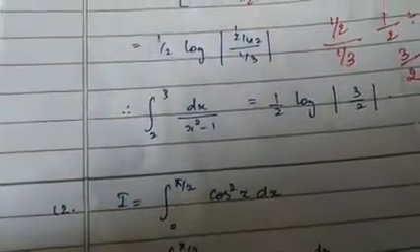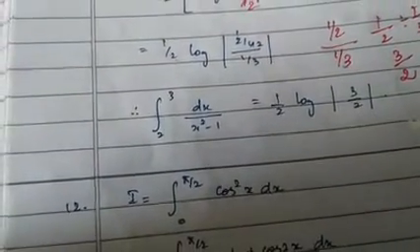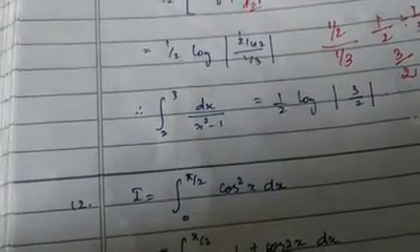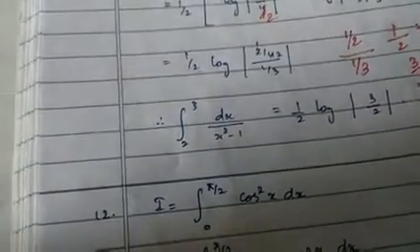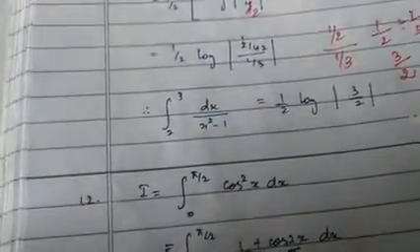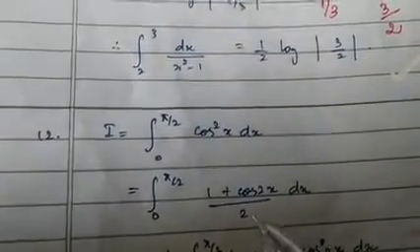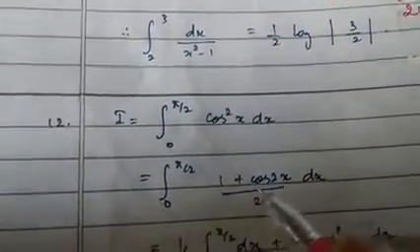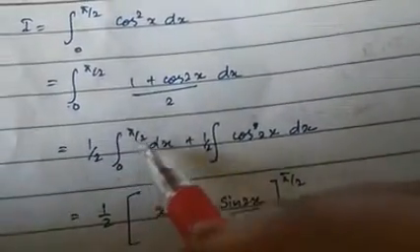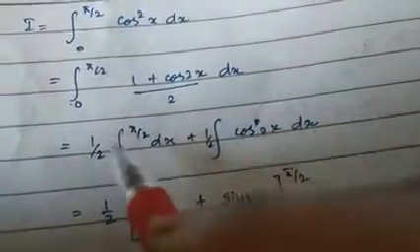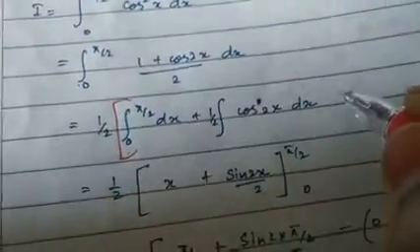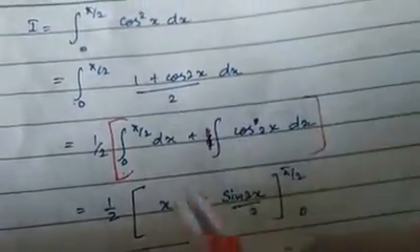The next question, it is in exercise 7.3. You have learned this, cos squared x. Whenever it is a cos squared x integral, I told you to apply the cos 2x formula. Therefore, what is the cos 2x formula? 2 cos squared x minus 1. Therefore, cos squared x will be 1 plus cos 2x by 2 into dx. So, what you can do, you can take 1 by 2 outside, separate the integral, integrate. So, 1 by 2 into integral 0 to pi by 2. 1 by 2 I have taken as common.